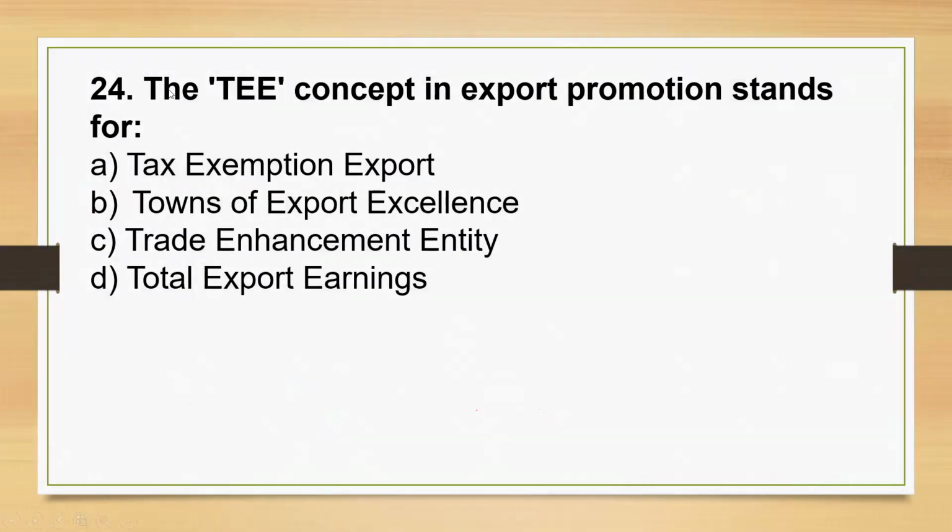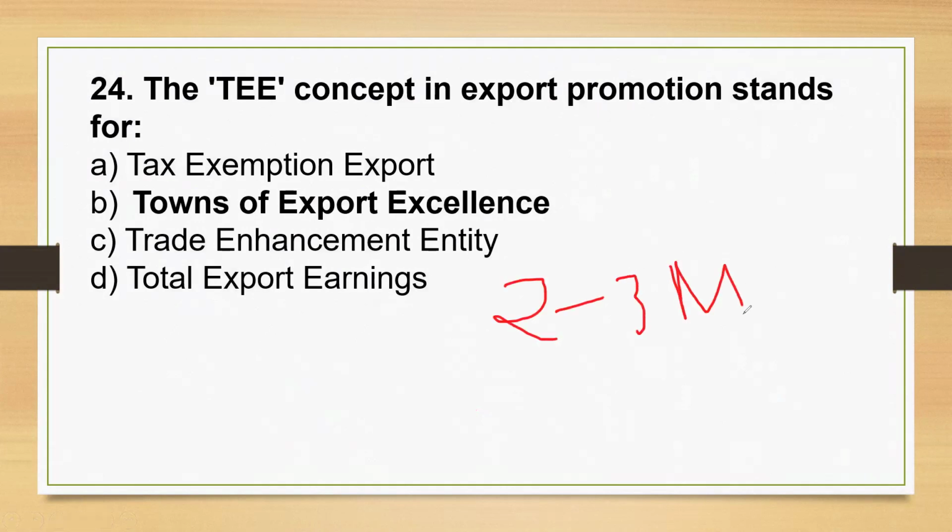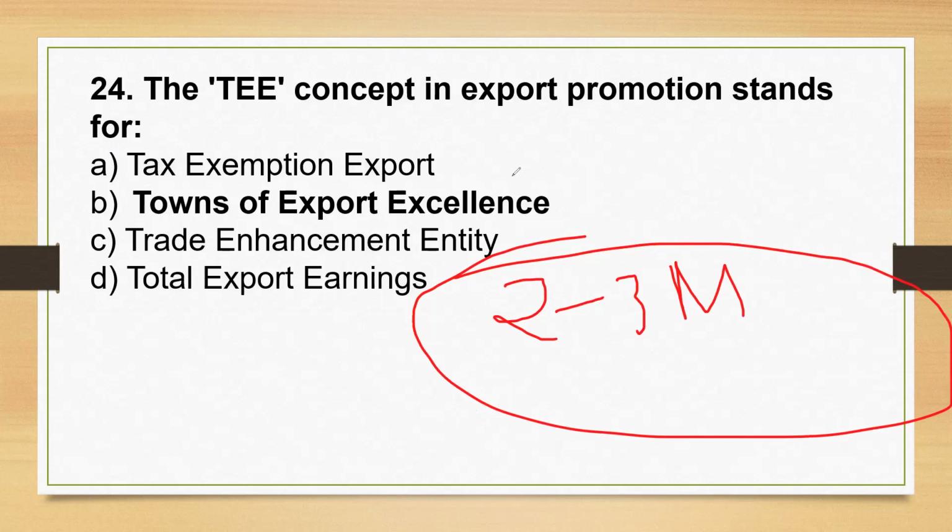Question number 24. The TEE concept in export promotion stands for: tax exemption export, town of export excellence, trade enhancement entity, or total export earnings. Let's see the right answer. Correct answer is B, town of export excellence. This town of export excellence is also a very favorite topic. Every time the examiner asks 2 to 3 marks of questions from this area. So we'll discuss one more thing on this. Let's see.